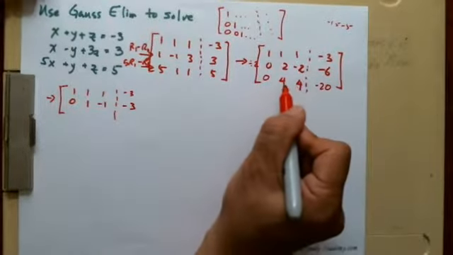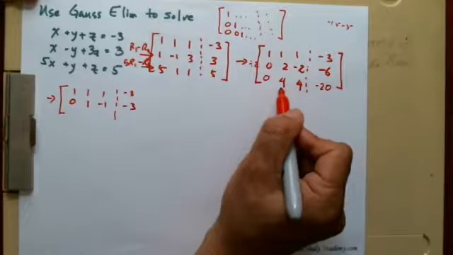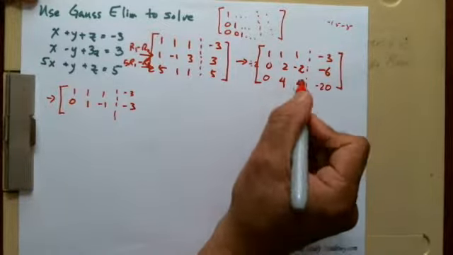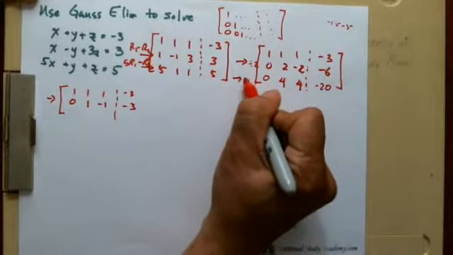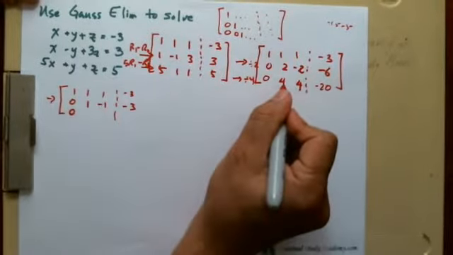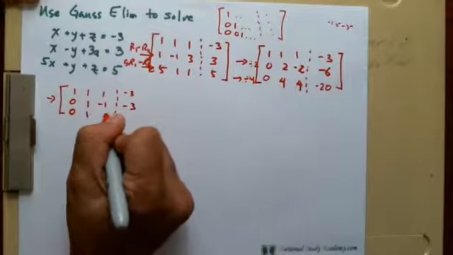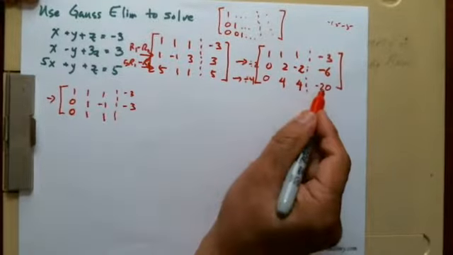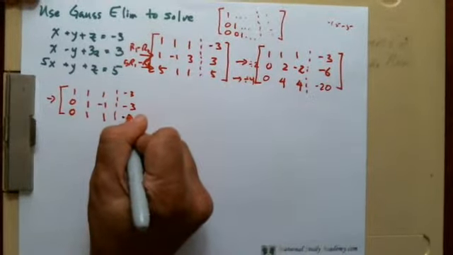Before I do anything else, I'm going to change this as well. Make this guy look like a 1 as well. To make this guy look like a 1, I'm going to divide it by 4. So I end up with 0. 4 divided by 4 is 1. 4 divided by 4 is 1. Negative 20 divided by 4 is negative 5.